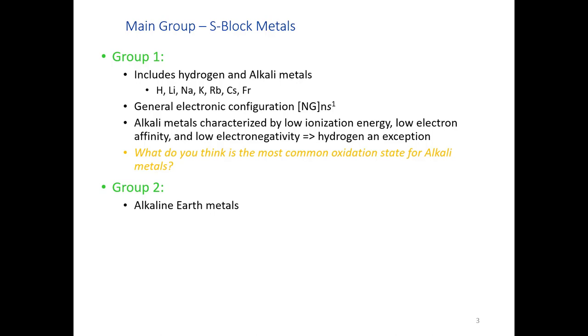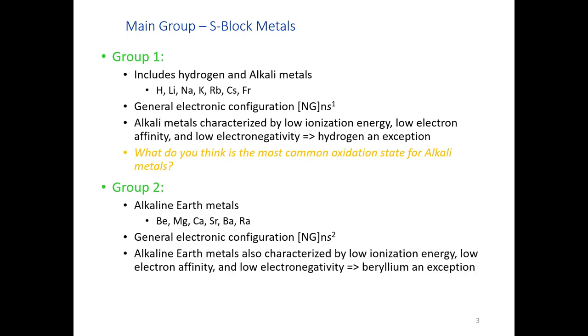Group 2, on the other hand, contains the alkaline earth metals. These include beryllium, magnesium, calcium, etc. Their general electronic configuration is noble gas ns2. And very similar to the alkali metals, the alkaline earth metals also have low ionization energies, low electron affinities, and low electronegativities. So they are also very good reductants. Additionally, beryllium will be covered separately from the rest of group 2 because of its unique chemistry.